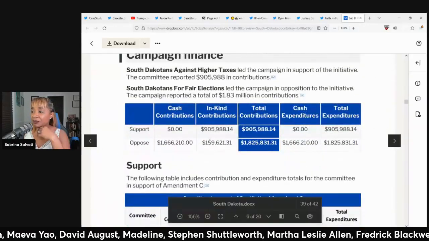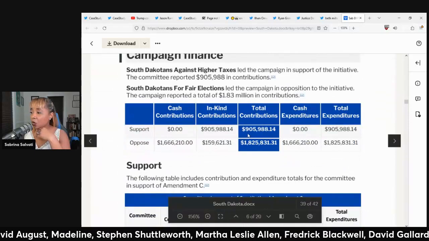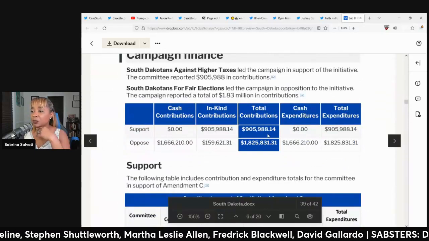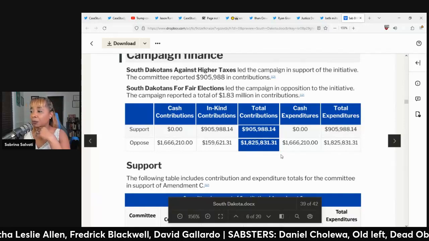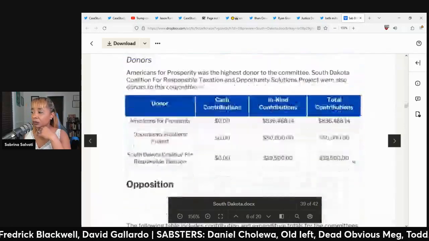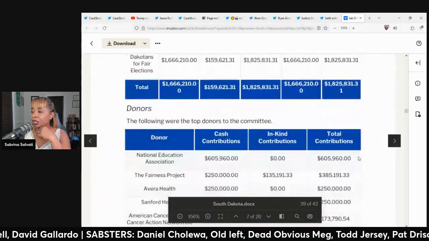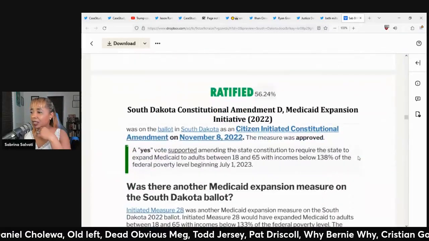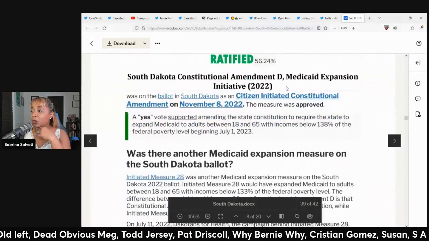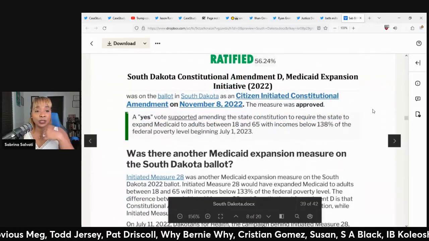Campaign finance money. There was over $900,000 spent to support it, but there was over $1,800,000 to oppose it. And then the other measure that they had is the big one, the Medicaid expansion. This was the big one.